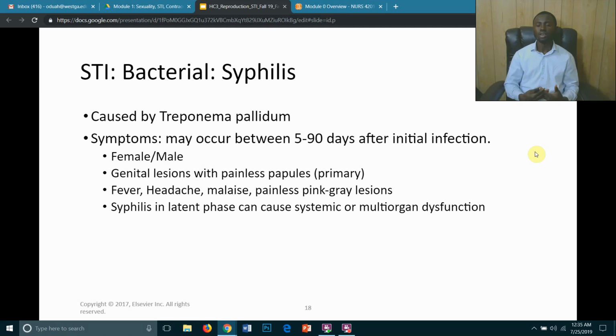The patient may also have a generalized rash on the skin. There is no typical appearance of this rash except for its presence on the palms and soles of the feet and on mucous membranes. So secondary syphilis can lead to multi-organ failure if it is not controlled or treated. So you may see a patient that is going into multiple organ failure as a result of systemic syphilis.